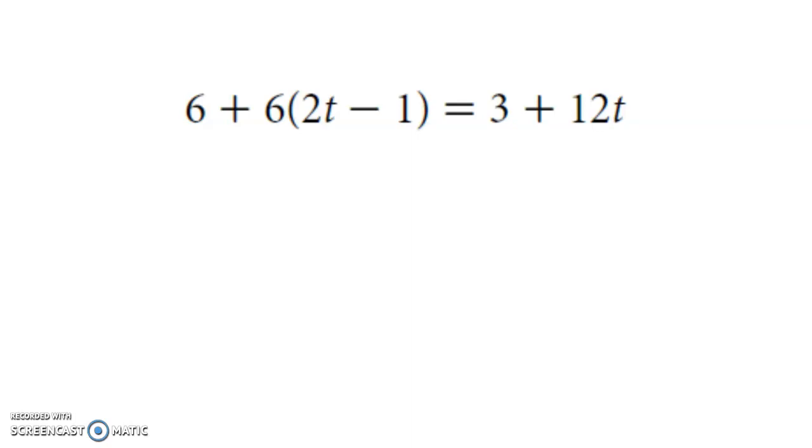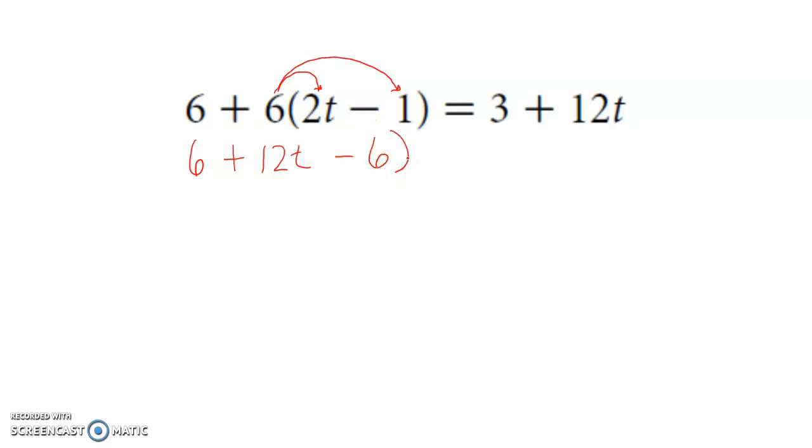I have an equation here. I've got a variable on both sides, and I also need to simplify. So we are really good at this. We can do this. Let's start by using the distributive property. Distribute that 6 to everything in the parentheses. So first I'm going to simplify the left side.